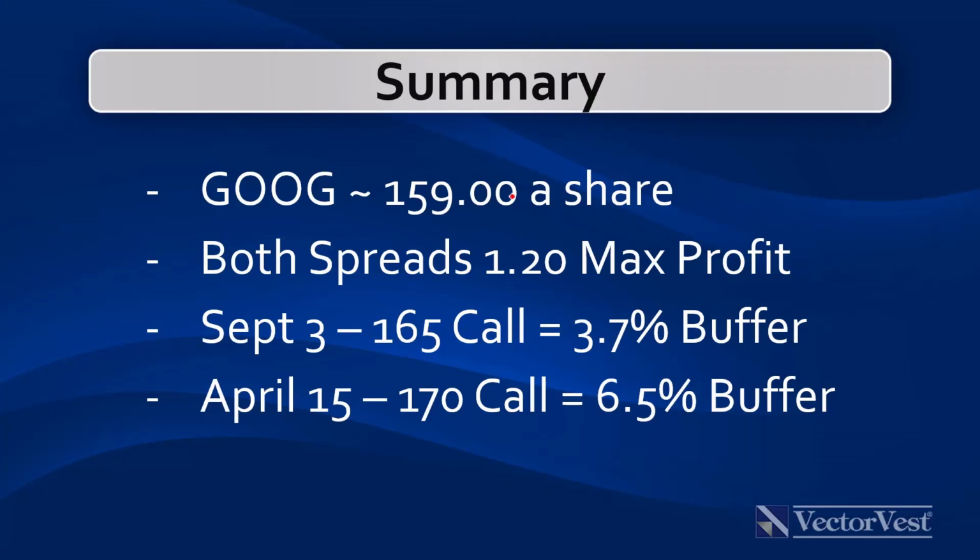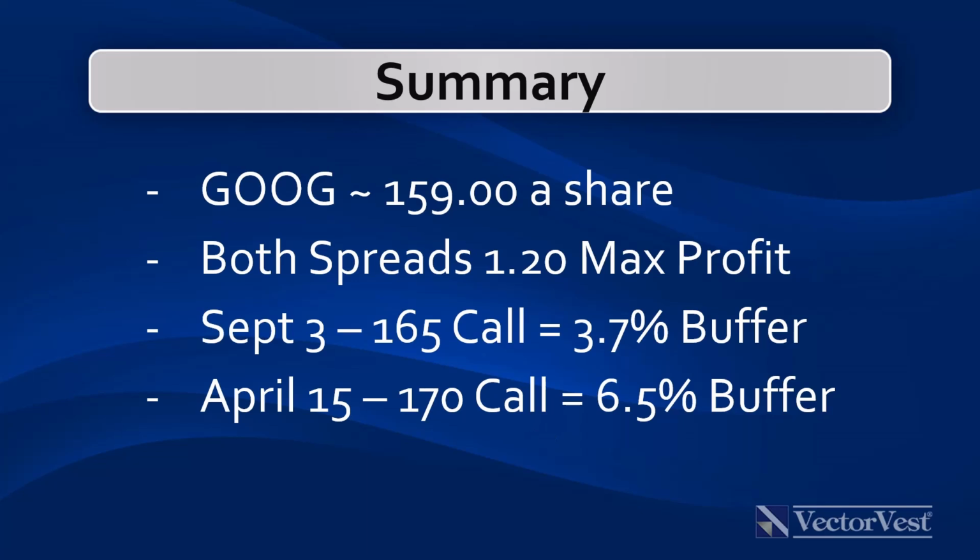So Google again was $159 a share on both those dates, September 3rd and April 15th. Both of those spreads had $1.20 or $100 per contract maximum profit. The difference is on September 3rd, you had at a 165 call a 3.7% buffer to be wrong. On April 15th, selling the 170, and again, these are both the same dates to expiration, you had a 6.5% buffer to be wrong, risking the exact same amount.